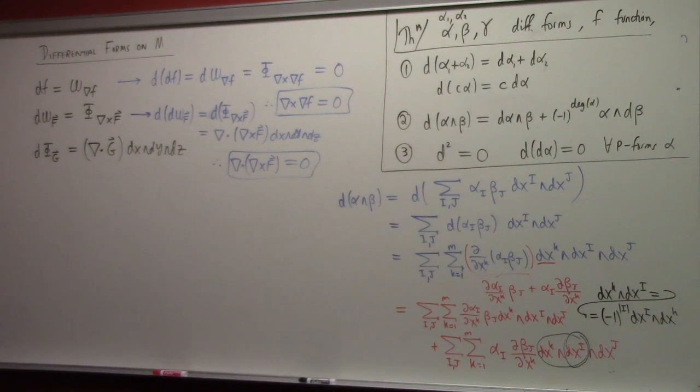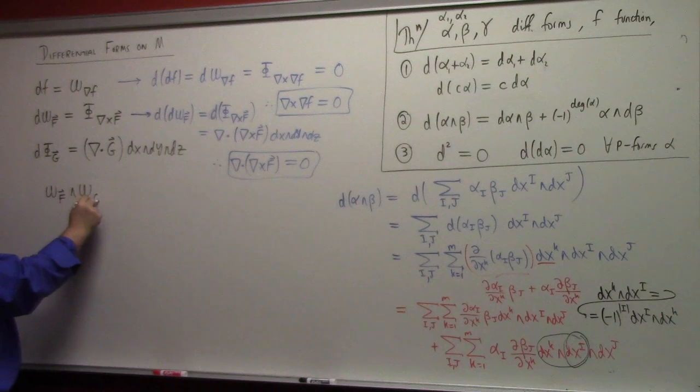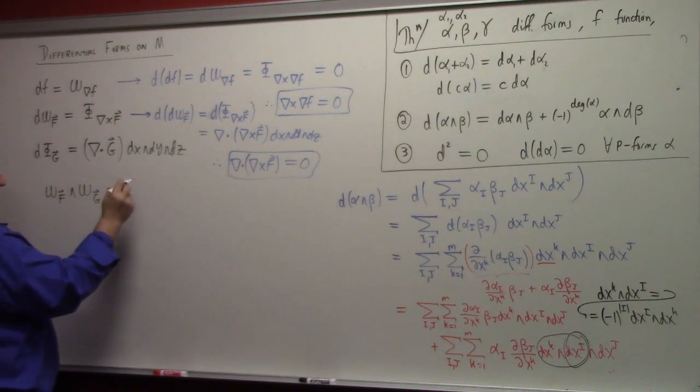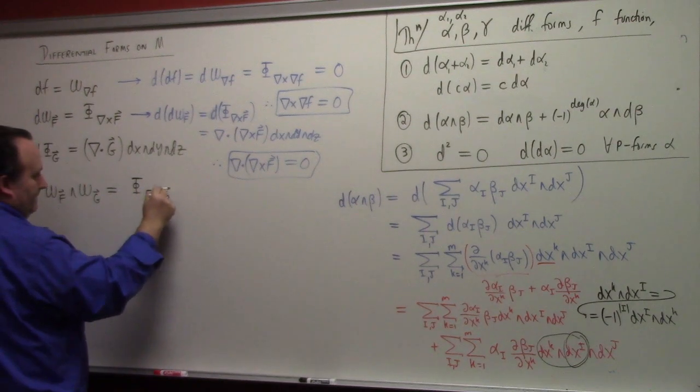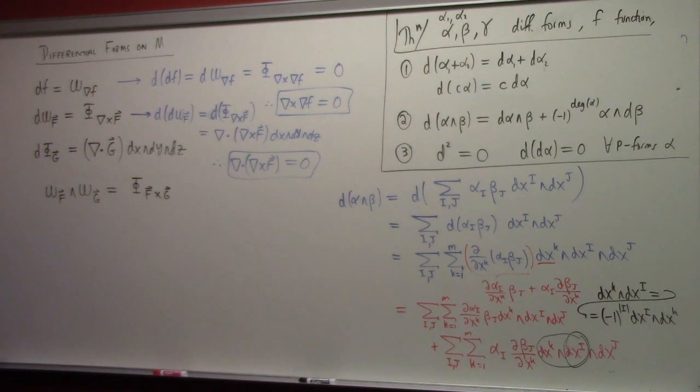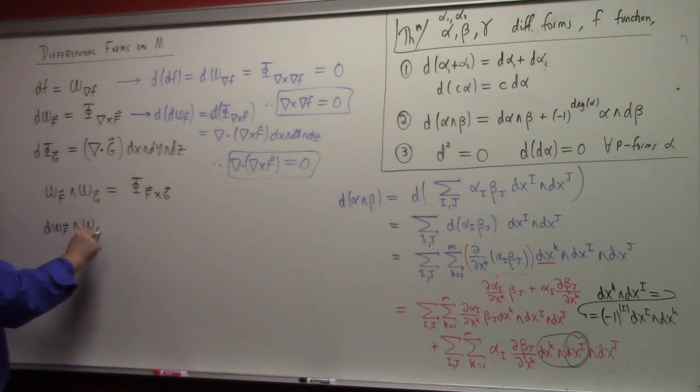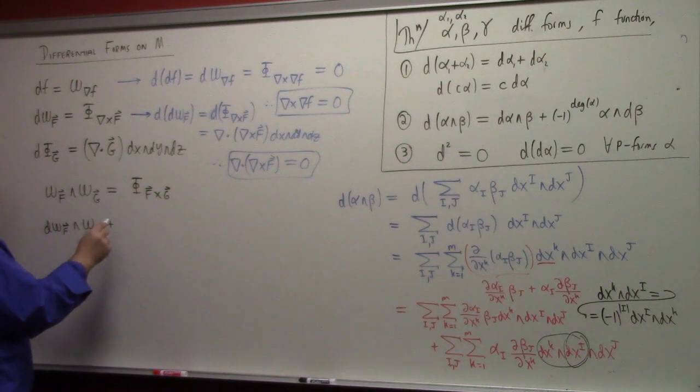Now, but we can play other games. Remember we found this before? We found omega f wedge omega g, right? Was equal to, what was it? The flux form of the cross product, yeah? So what happens when we differentiate this algebraic identity? Let's try it. We'll get d omega f wedge the work form of g plus, well, excuse me.